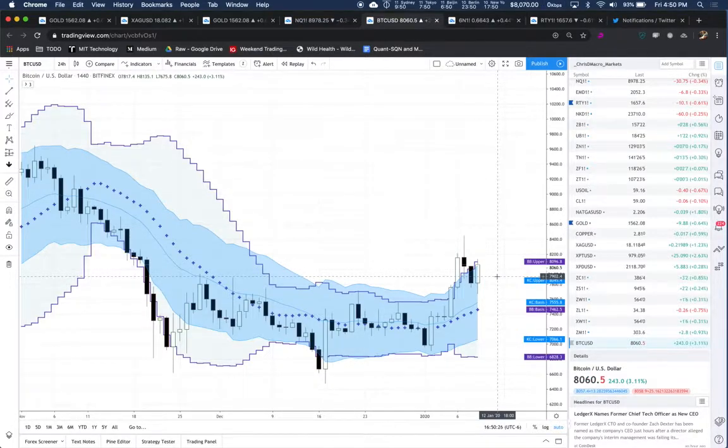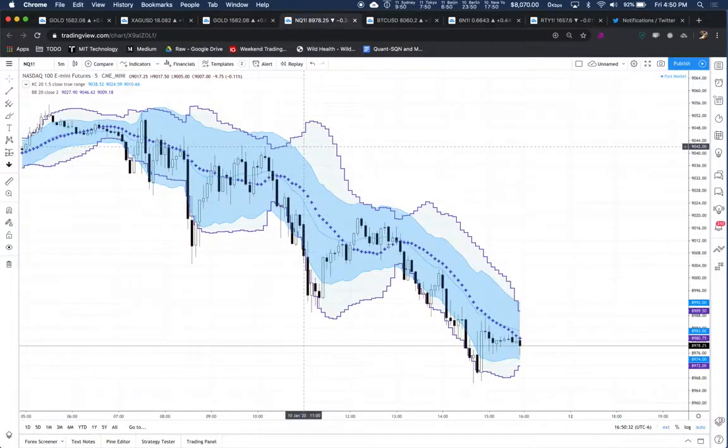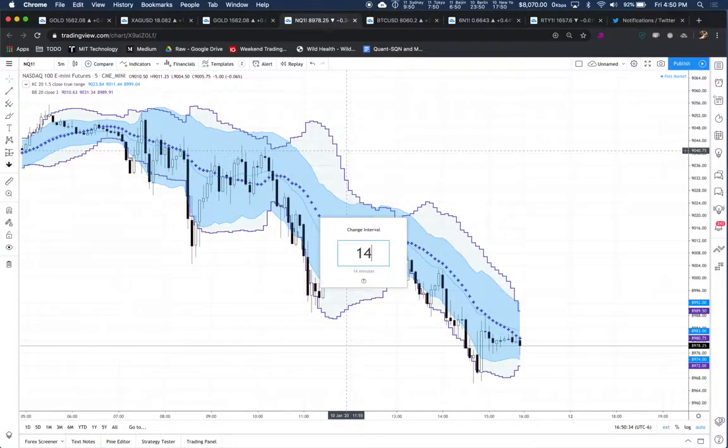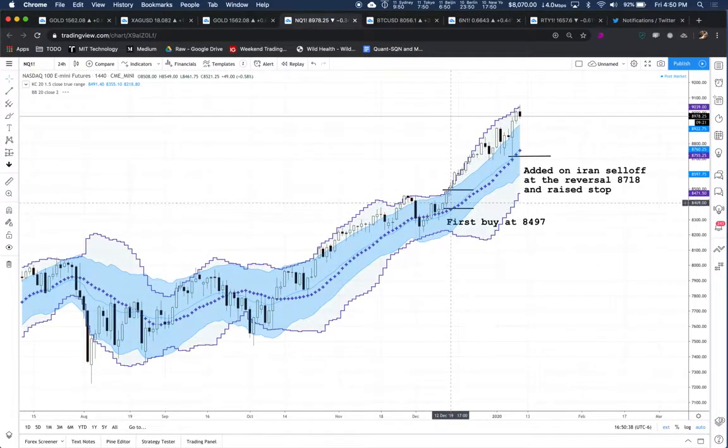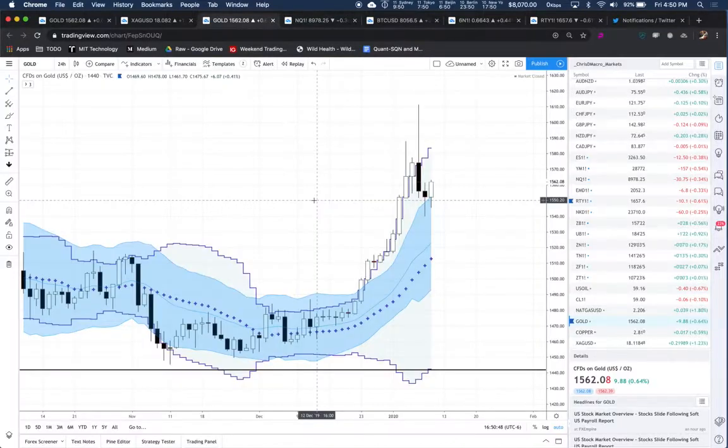Now, I'll basically have one position, so I'm long the NASDAQ in the vol breakout. Make sure the time frame's correct. So I got in here on the vol breakout and I added on the Iranian missile thing. I got in there and added. So I'm long there on a daily. On a weekly, I'm long gold.